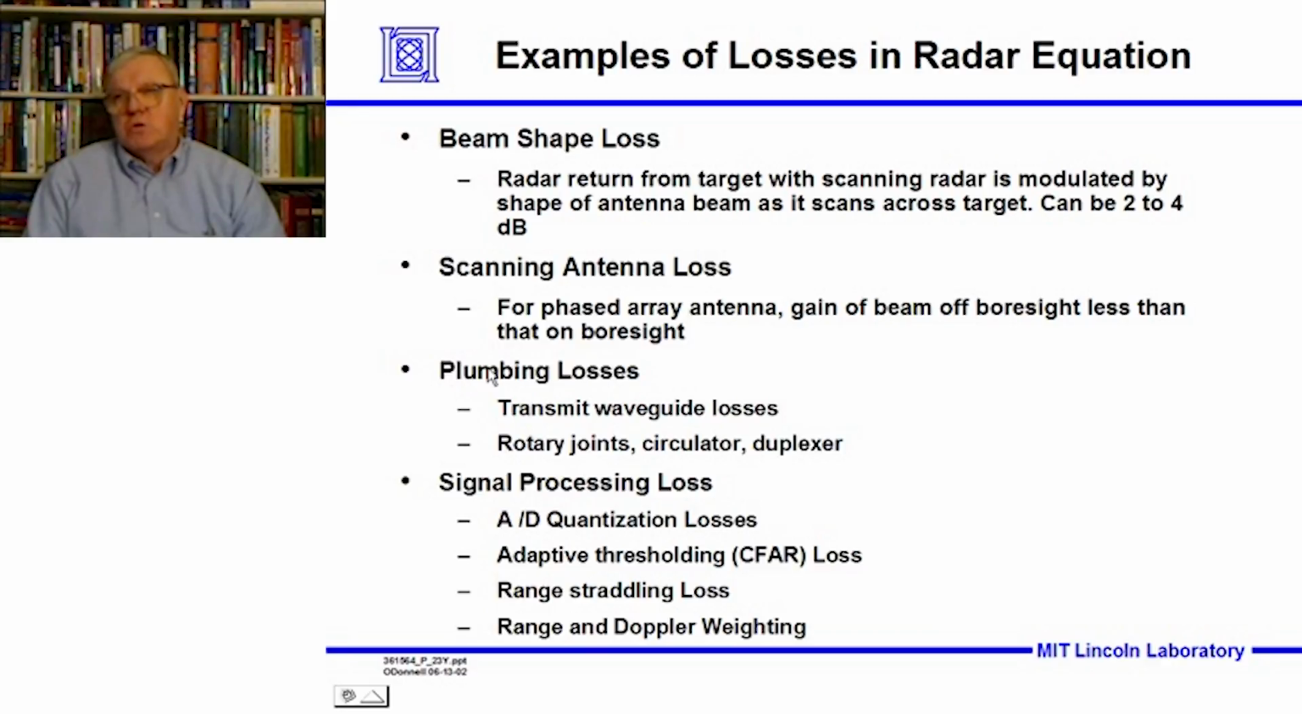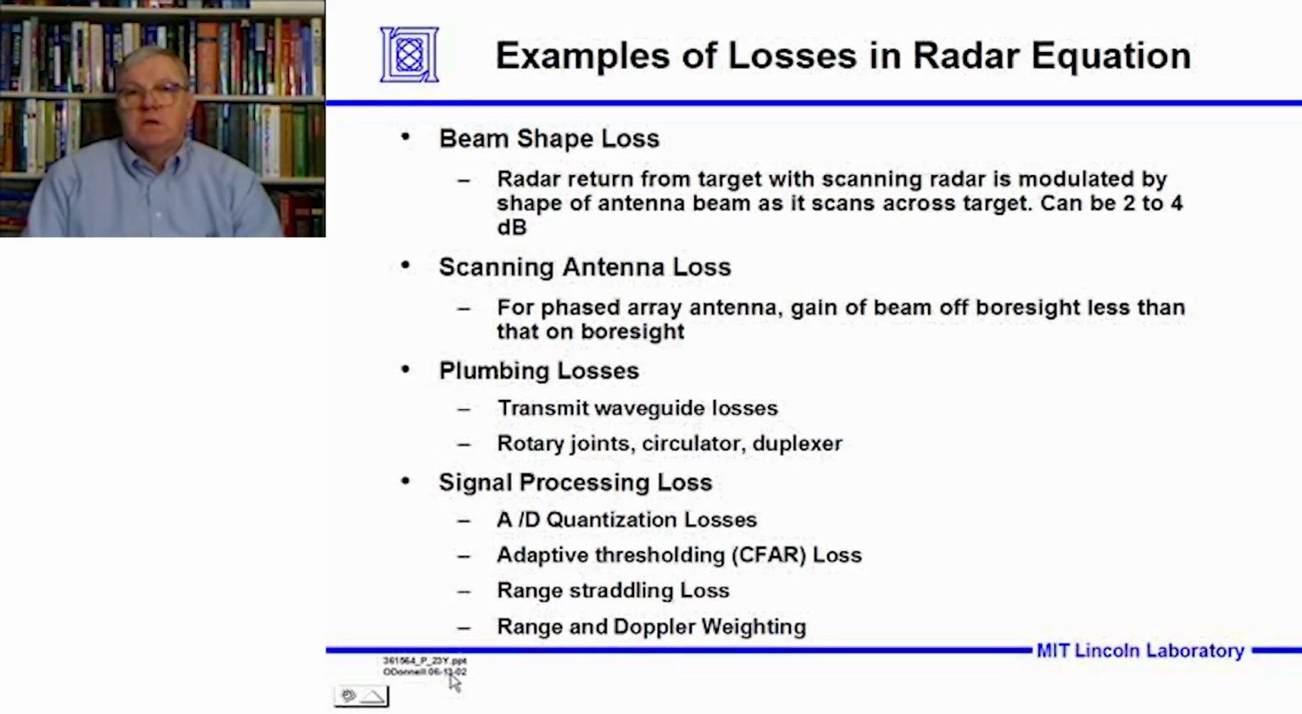This is what we call so-called plumbing losses. And these are the losses as we transmit the energy up and down the waveguide and transmit and receive in the rotary joints and circulators. These can be 2 or 3 dB. It'll depend a lot on your frequencies. At the higher frequencies, like at X band, 3 centimeters, the loss per 100 feet of waveguide is significantly more than at lower frequencies.